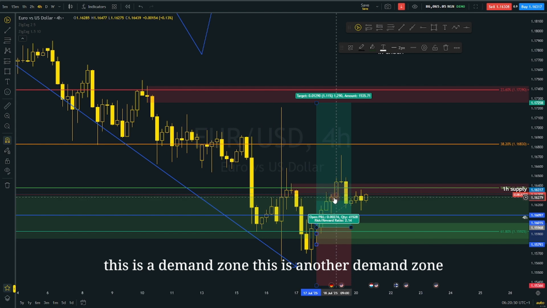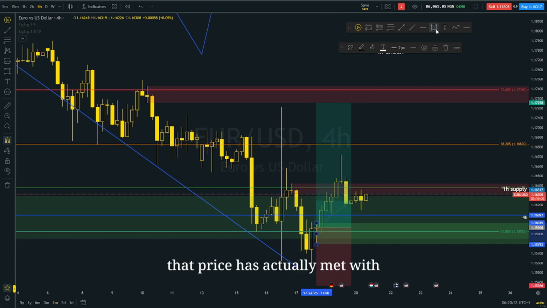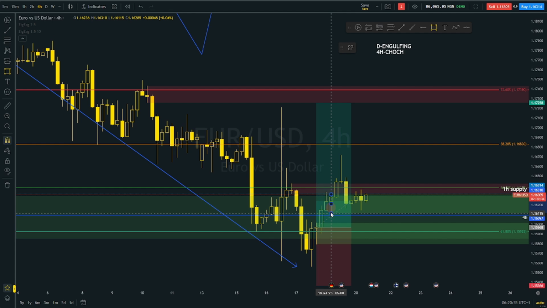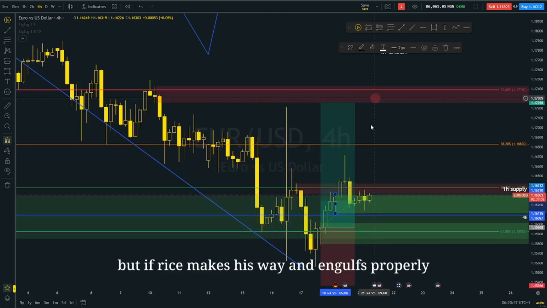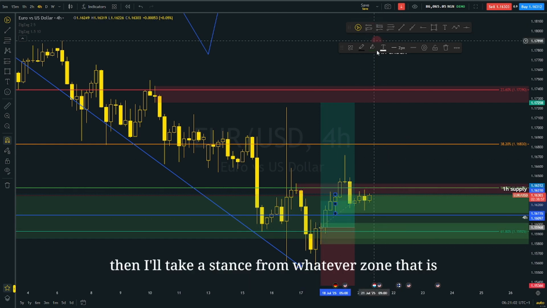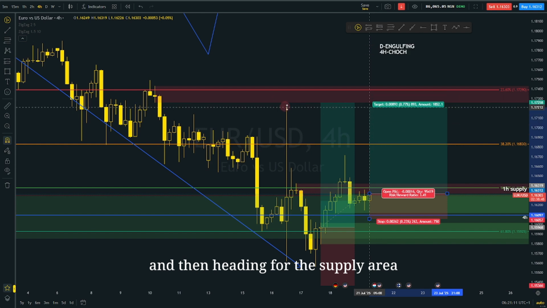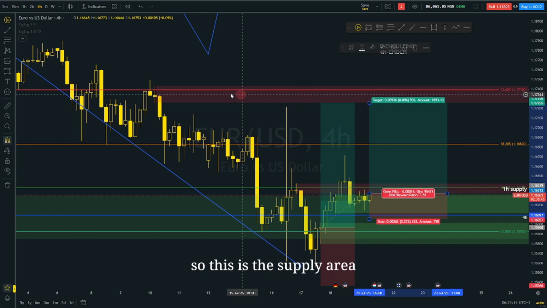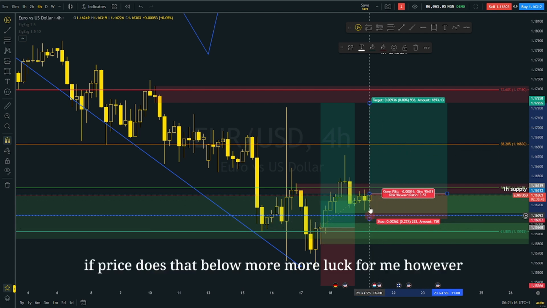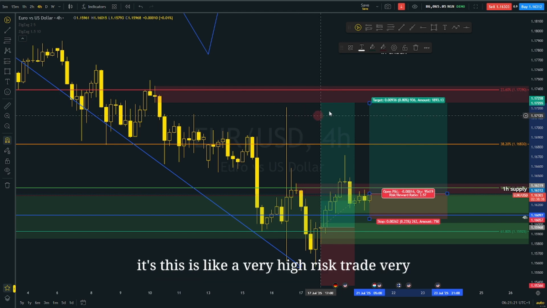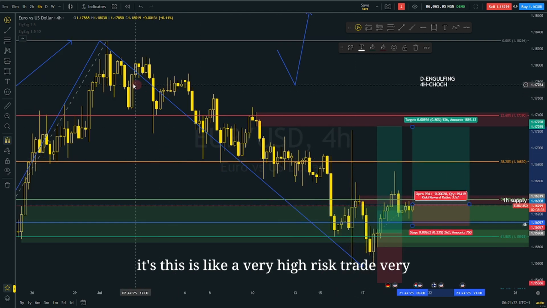This is a demand zone. This is another demand zone that price has actually met with right here. This is another demand zone. But if price makes its way and engulfs properly around these two zones, then I'll take a stance from whatever zone that is, placing my stop loss below that particular zone and then heading for the supply area. So this is the supply area. I'll head for it. If price does that below, more luck for me. However, this is a very high risk trade.